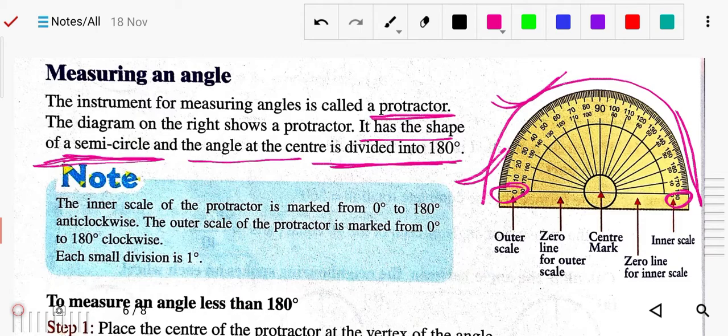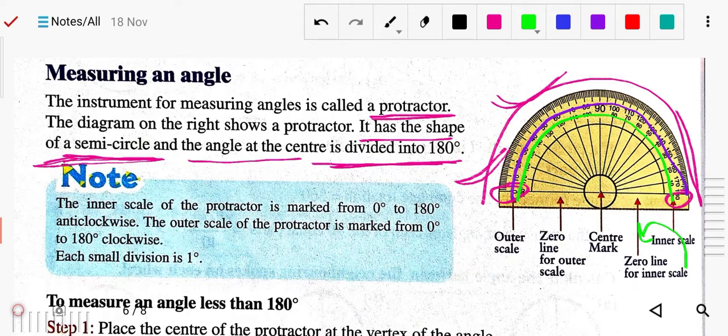Now you can see there are two scales. This outer line is your outer scale. Next is your inner scale, which means this inside one. You can see it starts from here. The inner scale always moves in which direction? Anti-clockwise. This inner scale will always move in this direction.